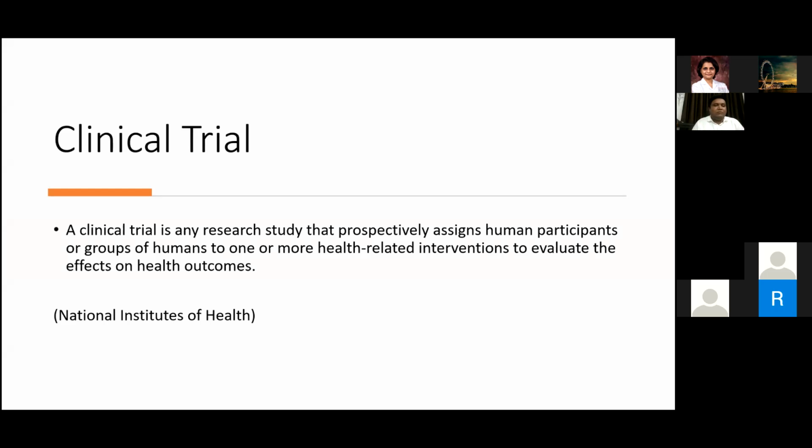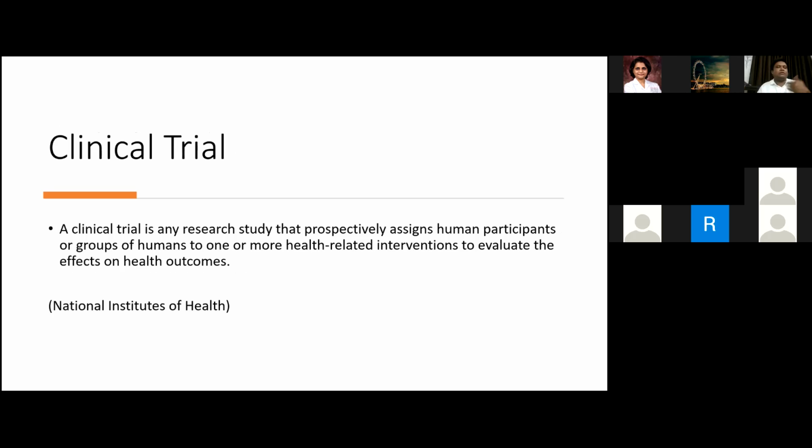Still, I will go ahead. This is the definition provided by the National Institutes of Health. Simply put, what happens in a clinical trial? We recruit the eligible participants, assign them to various treatment arms, and then analyze the effect of the treatment. That's what the National Institutes of Health have said: a clinical trial is any research study that prospectively assigns human participants or groups of humans to one or more health-related interventions to evaluate the effect on health outcomes.